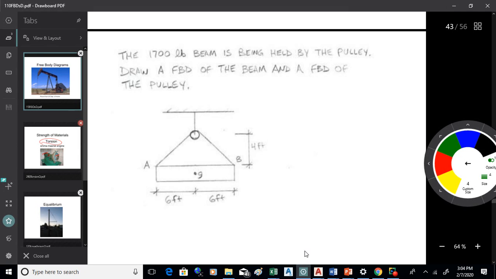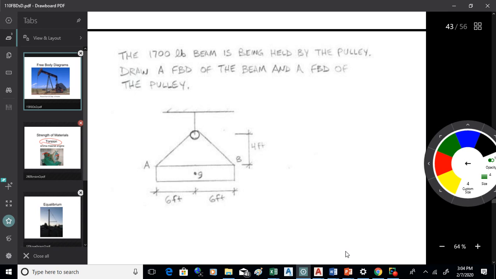All right, so we're on page 371. How about we've got a 1,700-pound beam being held up by the pulley. Let's draw a free body diagram of the beam and also a free body diagram of the pulley. Let's focus on the difference between drawing free body diagrams for different things. One free body diagram for the pulley, the other for the beam.